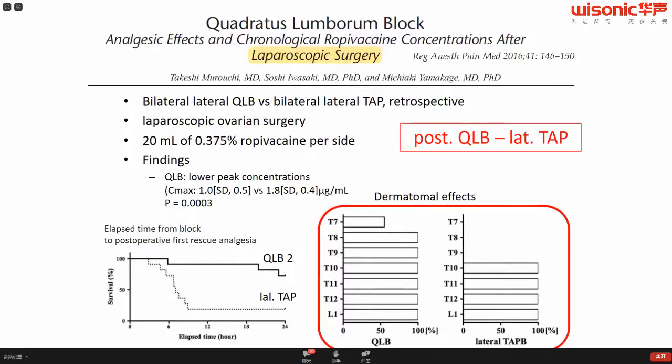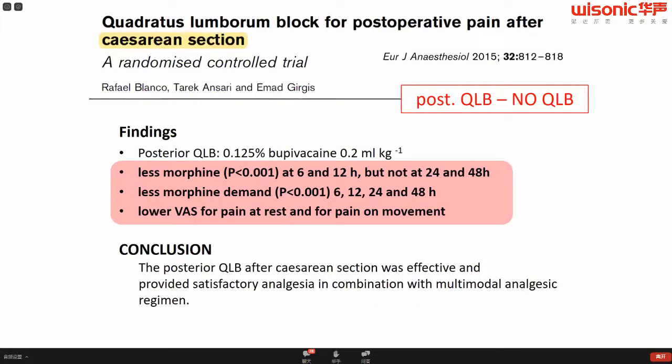We also have some studies here for laparoscopic surgery. The comparison of the posterior quadratus lumborum and the lateral transverse abdominis plane block, and you could see the time until first rescue analgesia was used was much longer for the QLB, for the posterior quadratus lumborum, compared to the lateral TAP, and also you can see here that the thoracic dermatomes are more often blocked with the quadratus block.